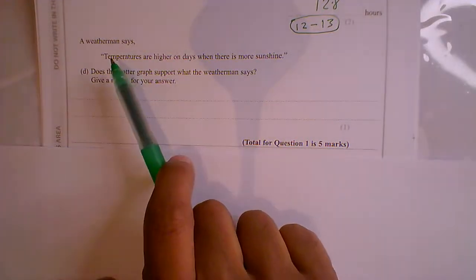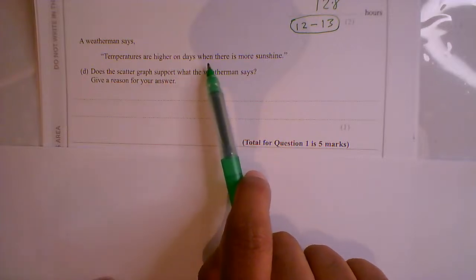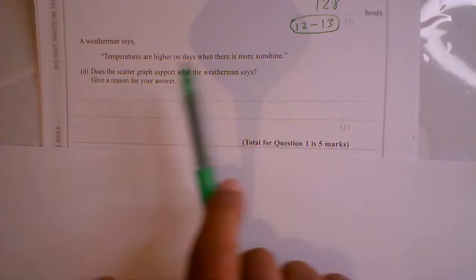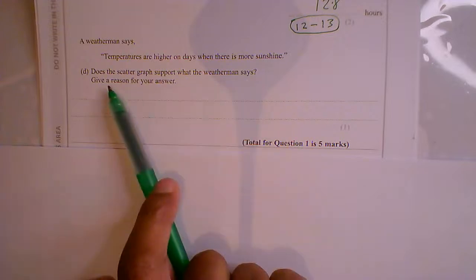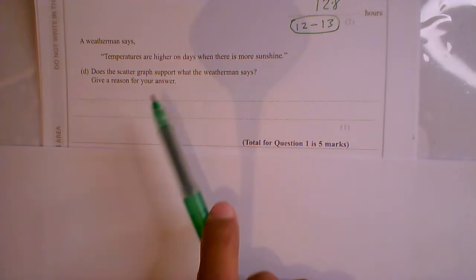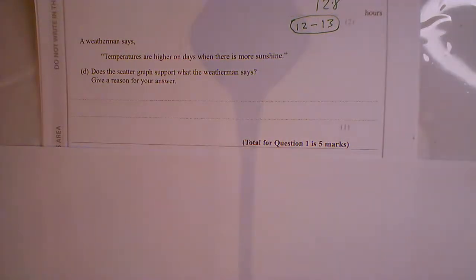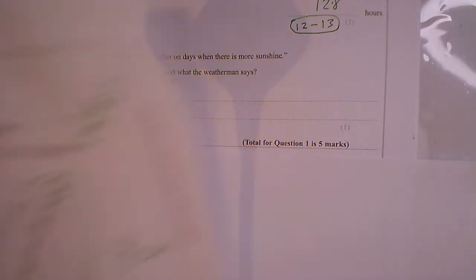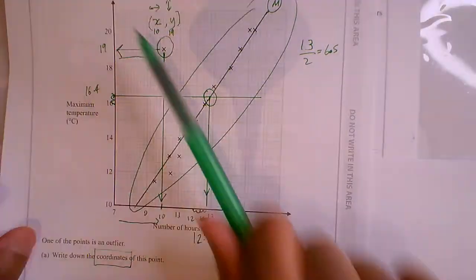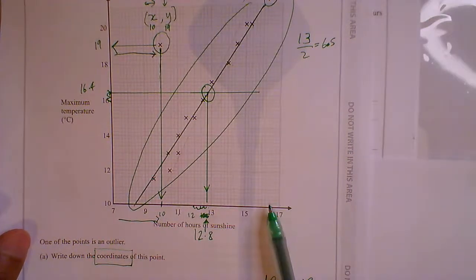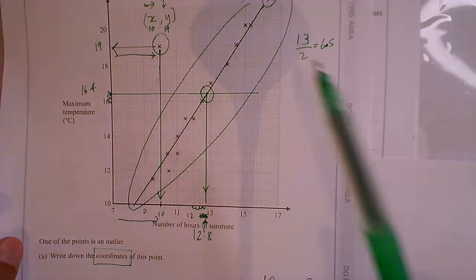So here we go. A weatherman says temperatures are higher on days when there is more sunshine. Does the scatter graph support what the weatherman says? Give a reason for your answer. So temperatures are higher on days when there is more sunshine. Clearly, that's the case because as the temperature goes up, the number of hours of sunshine goes up. So it's a positive correlation.